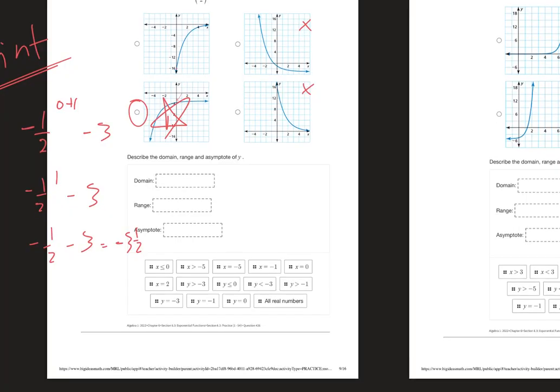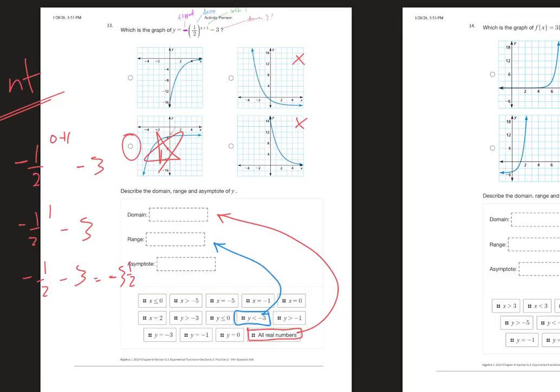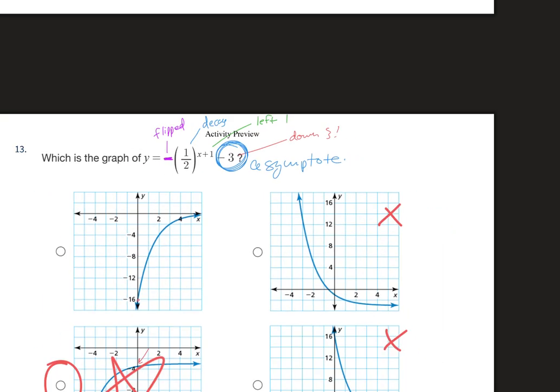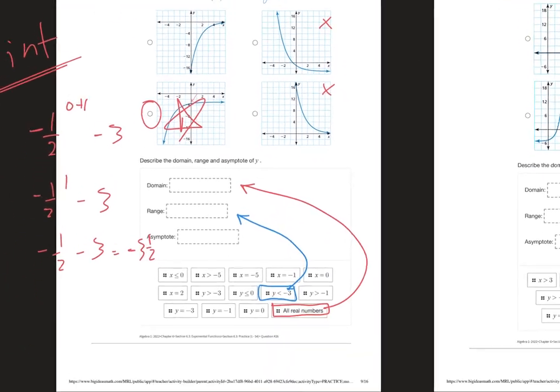What's the domain? The domain is all real numbers because x will be everything along that. The range is, let's see, y has got to be less than on this one. y is going to be less than negative 3. Shout out to Allie, who helped me to confidently say that this guy right here, that's our asymptote. Asymptote. That's how it's spelled. That's not how you pronounce it. Asymptote.